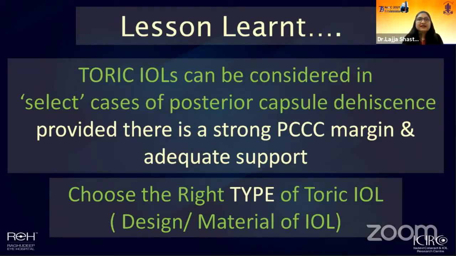But choosing the right type of toric lens is also very important. When I say right type, what I mean is we want the lens to unfold very gently, gradually, such that there is enough time and stability inside the eye to manipulate. We don't want the lens to open in a jerky manner. And we also want the lens design and material to be such that it will remain exactly where we leave it behind without any chance of postoperative rotation. So choosing the right type of parameters and right type of lens would be very important for a successful outcome in such scenarios.